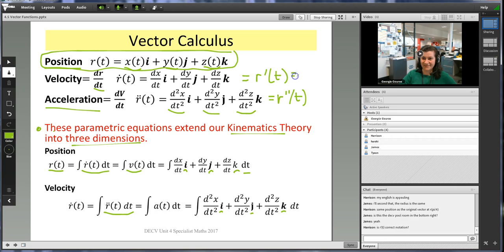Or you can have v of t as a vector. There's a little tilde underneath it. You've got to have little tildes underneath. Or a, denoting it's now a vector quantity with a little tilde underneath. Otherwise, it's a scalar quantity in one-dimensional kinematic motion. So you need to note that. That's why it's important to start putting those tildes underneath when you have vector quantities.